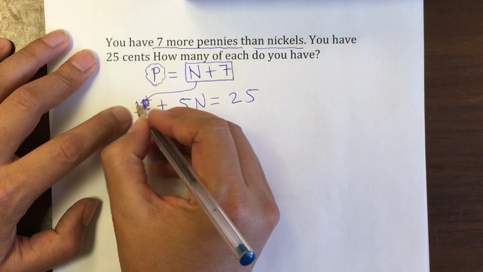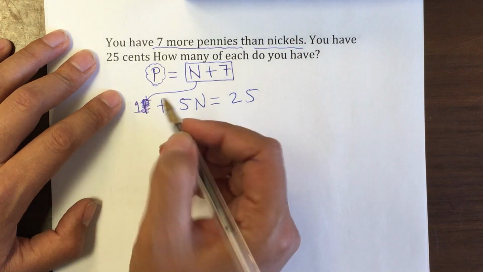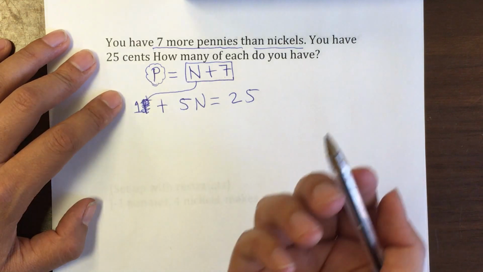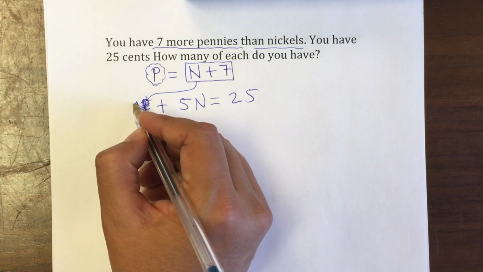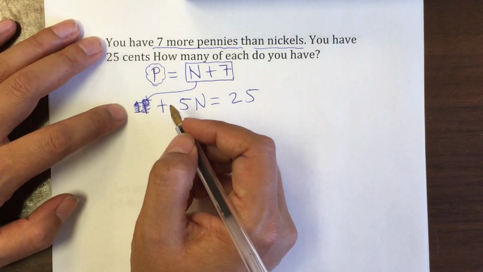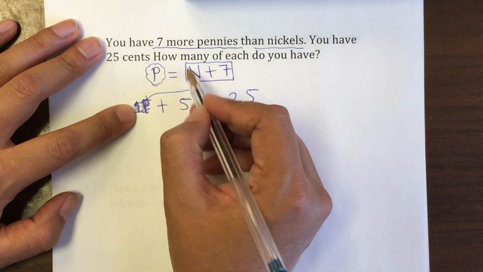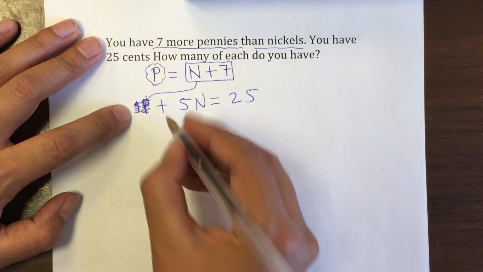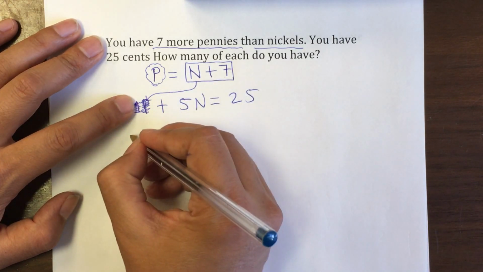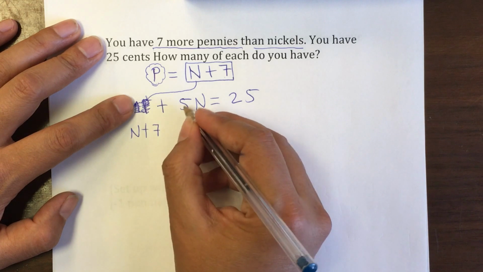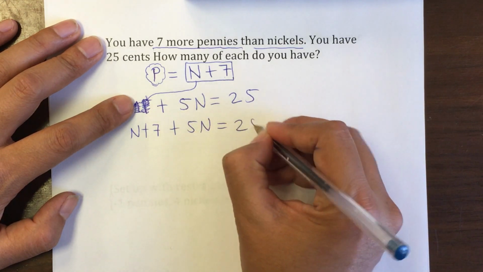And so you can think of the 1 as non-existent, because remember that coefficients of 1, we don't even need to write it. I just wrote it right now for the purpose of knowing that pennies are worth 1 cent. But in reality, in here, I don't have a 1. In here, I don't have a 1. Okay? So I replace my p with the value of p, which is n plus 7. Bring down the 5n, and it equals 25.